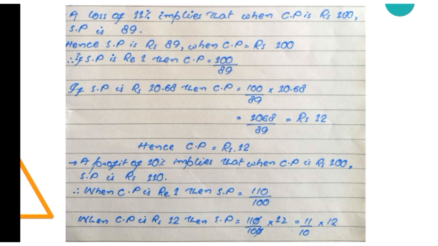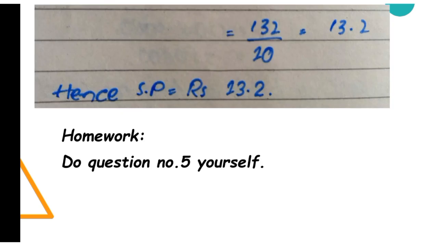Now a profit of 10% implies that when cost price is rupees 100, selling price is rupees 110. Therefore, when cost price is rupee 1, selling price will be 110 by 100. And when cost price is rupees 12, which is what we need to find now, selling price will be 110 by 100 multiplied by 12. Both the zeros will be cancelled and we are left with 11 by 10. When we multiply 11 by 12, we get 132. The denominator stays as it is, 10. Now divide 132 by 10 and we get 13.2. Hence selling price equals 13.2 rupees.